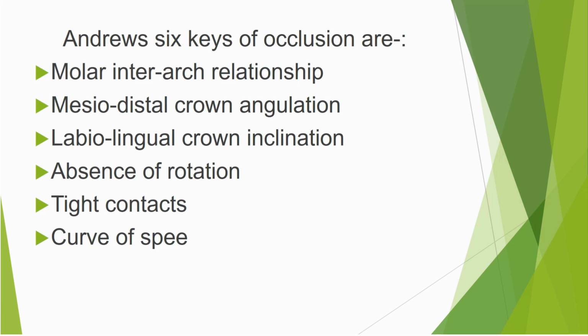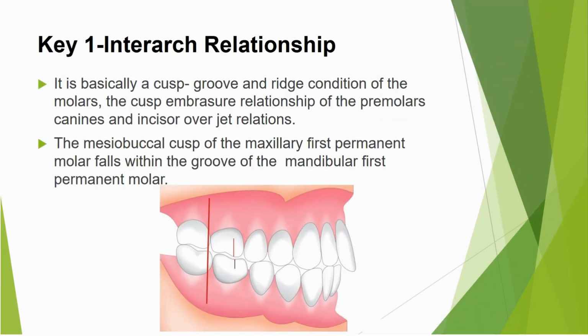Andrews' 6 keys of occlusion are molar interarch relationship, mesiodistal crown angulation, labiolingual crown inclination, absence of rotation, tight contacts, and curve of Spee. Now we will see each one of these in detail. Key 1, interarch relationship. It is basically a cusp groove and ridge condition of the molars, the cusp embracing relationship of premolars, canines, and incisor-overjet relation. The mesiobuccal cusp of the maxillary first permanent molar falls within the groove of mandibular first permanent molar. We can see that in the picture.